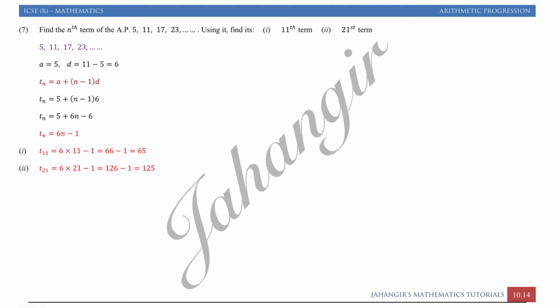Question number 7. Find the nth term of an AP. Here we don't have to show that the difference between the consecutive terms is the same. Here they have already given the AP, you have to find the nth term of the AP. The AP is given as 5, 11, 17, 23.